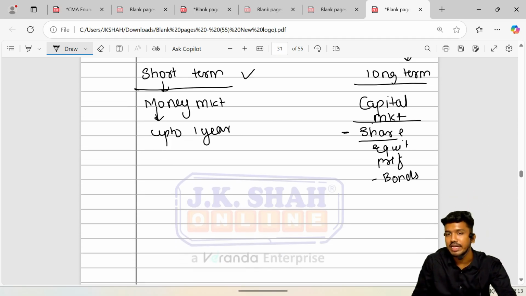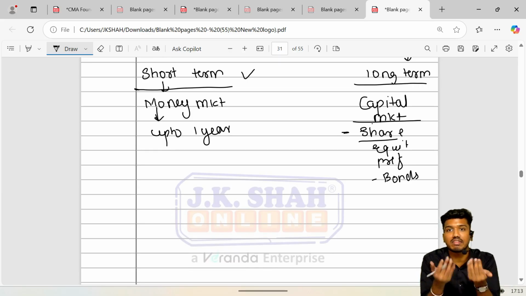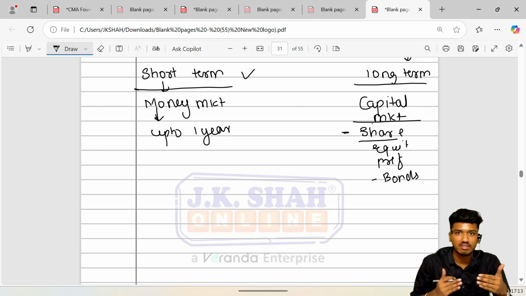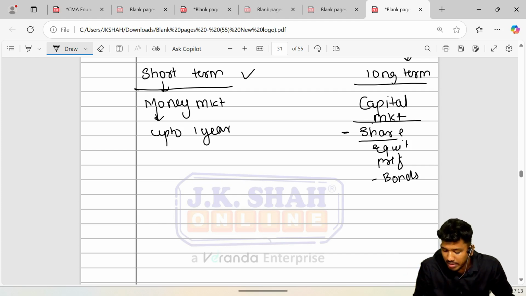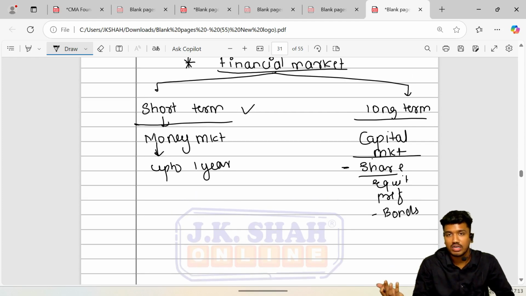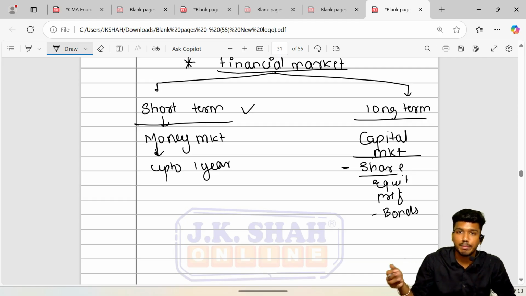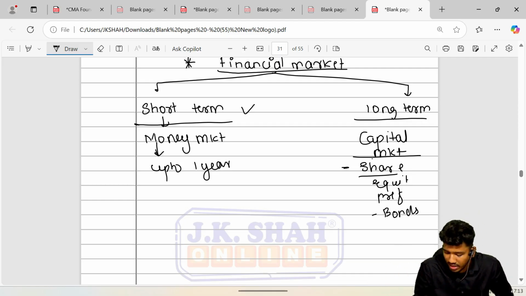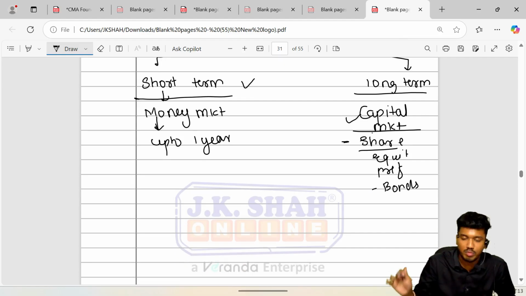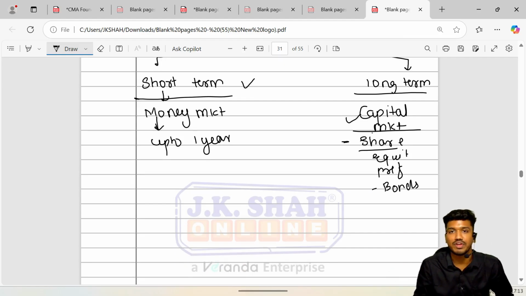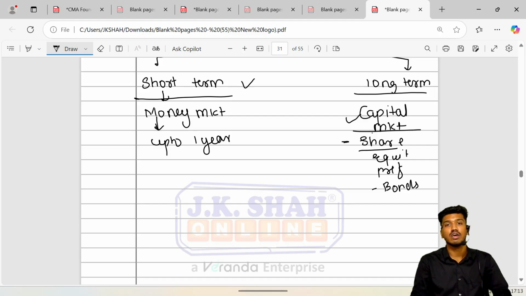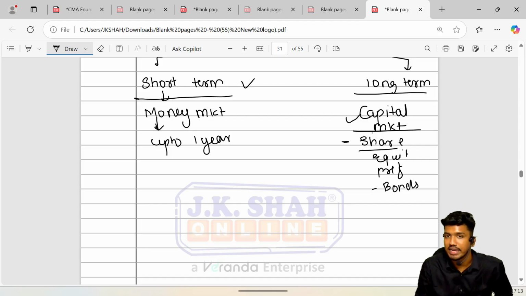Money market instruments are issued, or the money market is accessed, by investors or companies for raising funds for their working capital needs or short term financial needs. It is not long term. Long term financial needs are catered to by the capital market. So the money market is accessed for raising finances up to 1 year, that is, for short term needs.